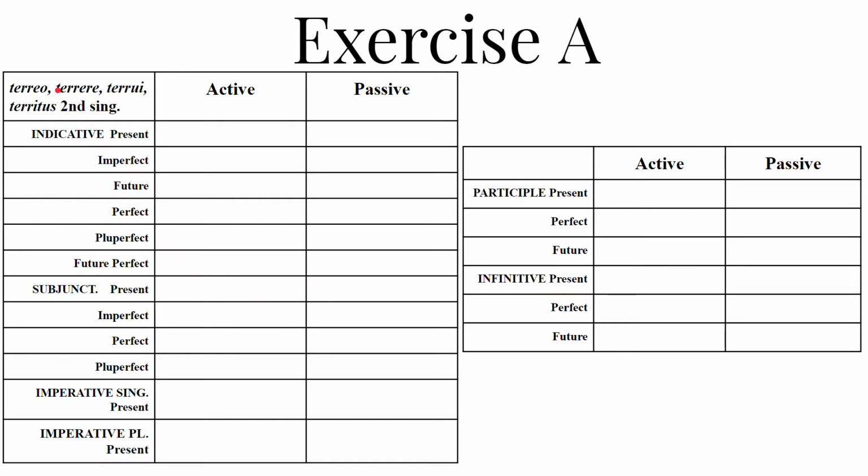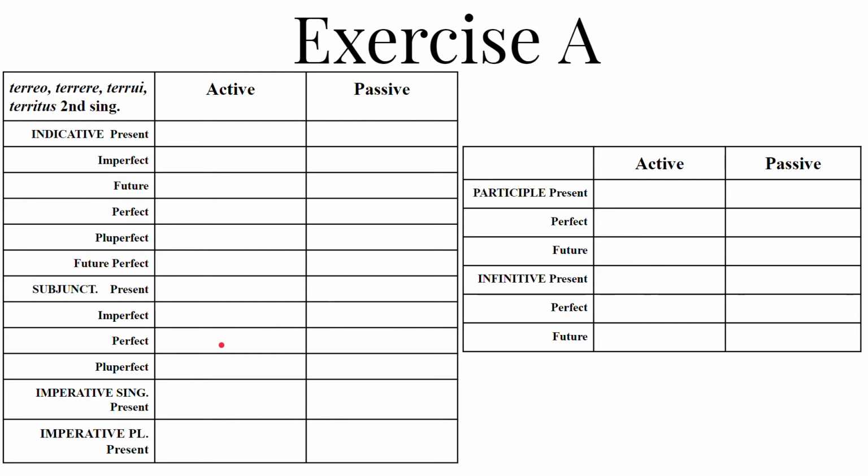Imperfect subjunctive: present active infinitive, terrere, and then add personal endings. Terreres, terrereris.